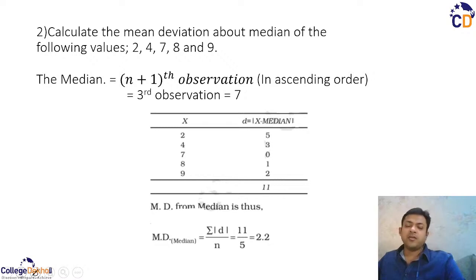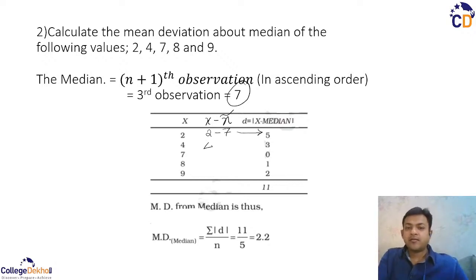Now, once we know the value of the median, which is equal to 7, we need to calculate the mean deviation about 7, which is the median. So step 1 would be to calculate modulus of x minus median of x. Now median of x is 7, so 2 minus 7 is negative 5. Negative 5 within modulus is positive 5. Negative 5 taken over modulus gives us 5.